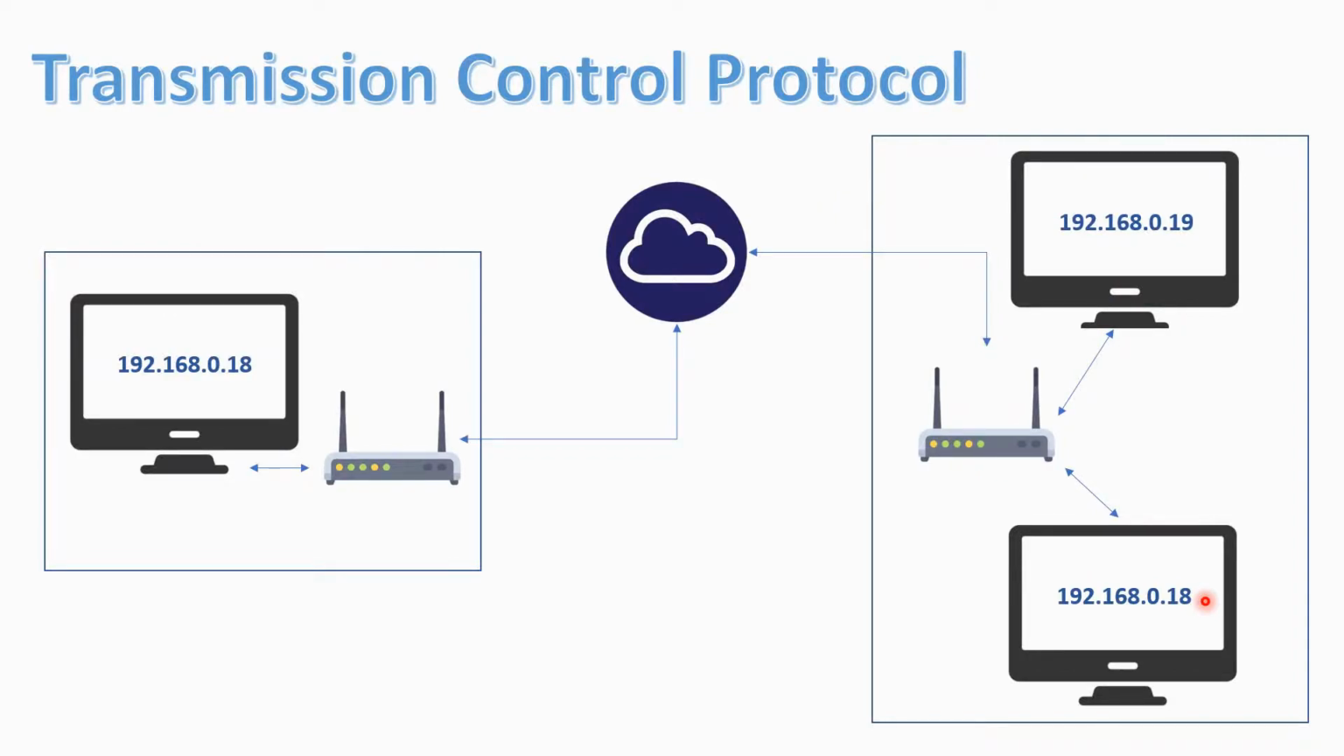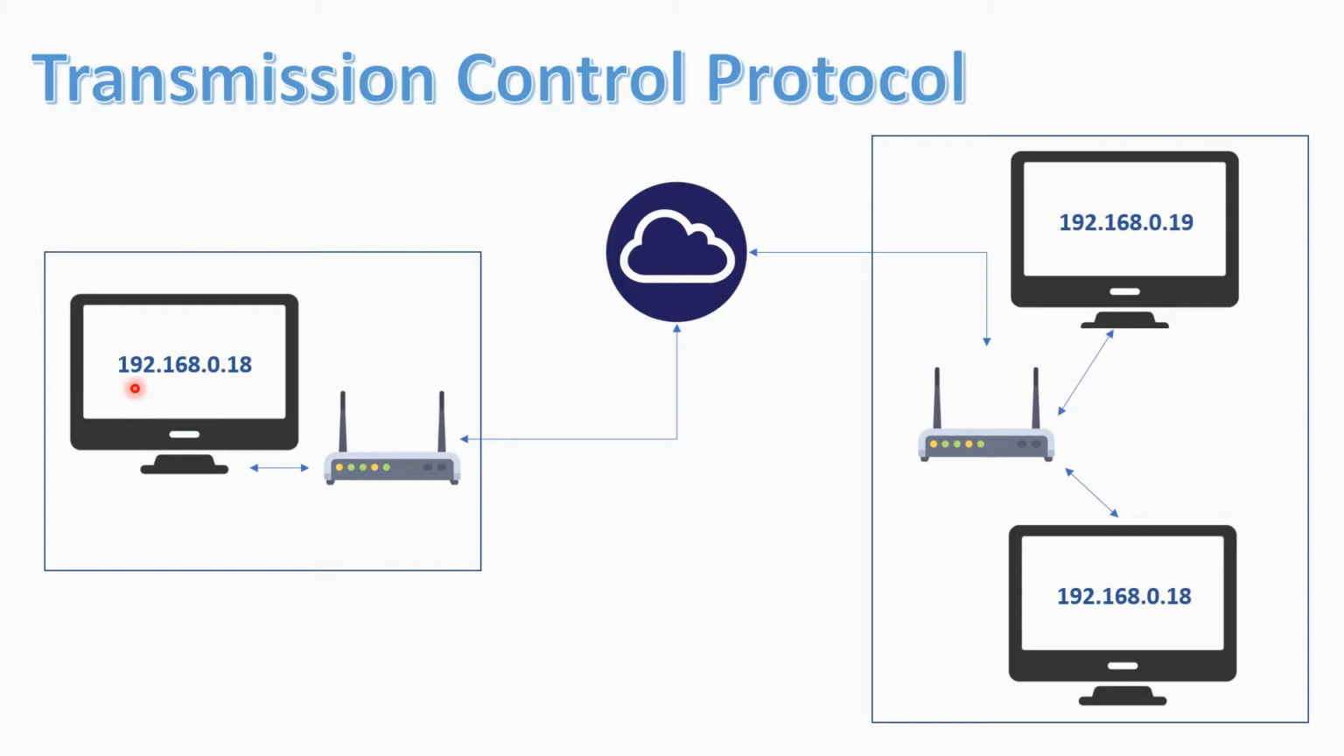Here is an example. Let's say we have two remote locations. One is in India and the other one is in the US. Here there is just one computer that is connected to the router, and the router is connected to the internet. And here we have two PCs that are connected to a router, and the router is connected to the internet. So we can say that this PC is connected to both of these PCs indirectly through the internet.